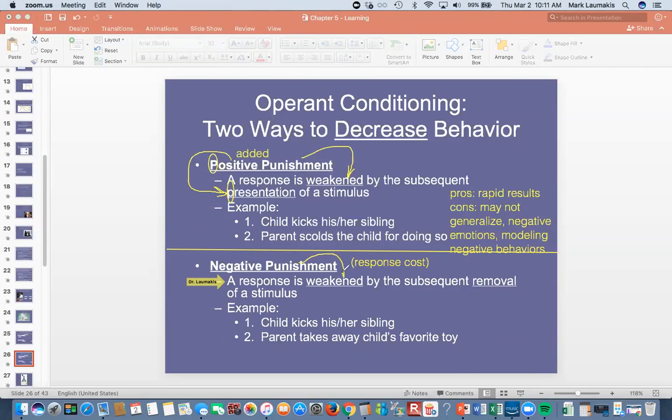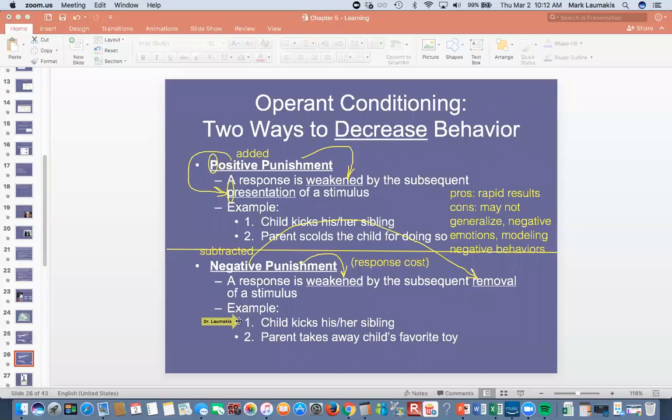Punishment is why the response is being weakened. That's why we call it punishment. Negative because something is being removed. So again, we want to say it's negative not in the sense of bad, but negative in the sense of something being subtracted, removed or eliminated.